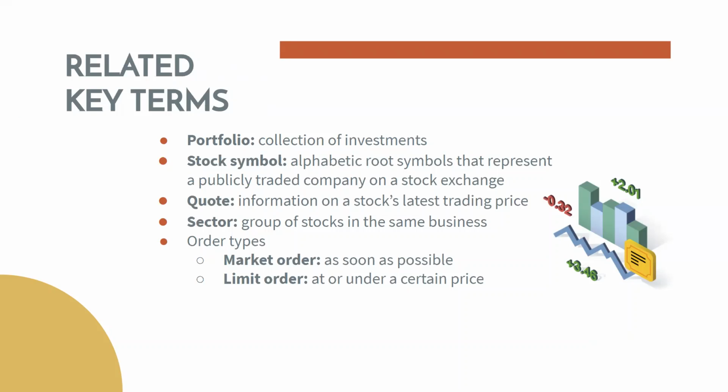So the first type is a market order, which executes your stock purchase as soon as possible. And the other type is a limit order, which executes your stock purchase only at or under a certain price. So when you're ordering your stocks, you can decide between these 2 order types.